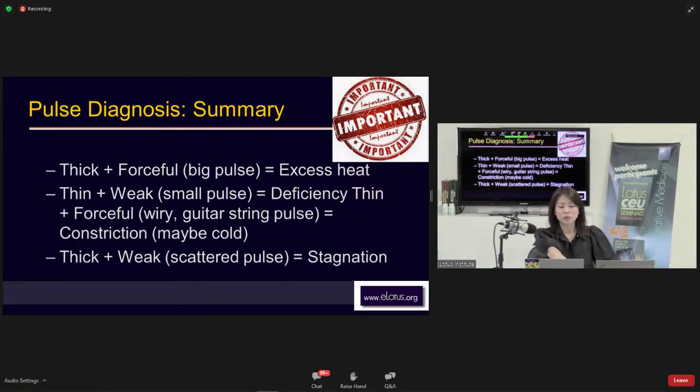Now, next, we have thin and weak, which is what he calls a small pulse, right? Does everyone understand that's a deficiency? Oh, sorry, I should have made this. The thin plus forceful should be a different line. Let's see if I can correct this.